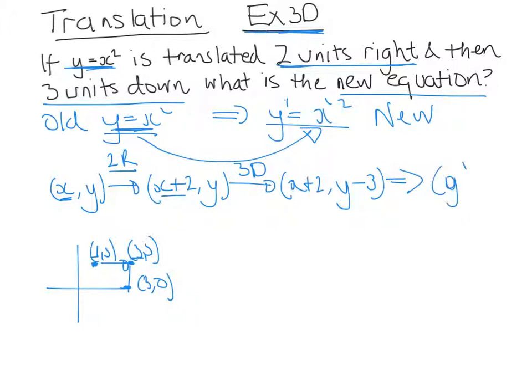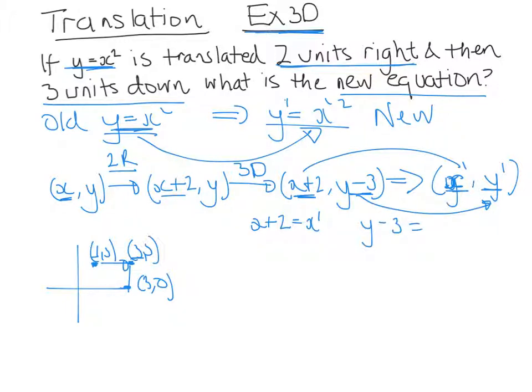So that would mean our new point, a new x value would be equal to that, and our new y value would be equal to that. So we could say x plus 2 is equal to the new x value, and the old y value minus 3 is equal to the new y value. Now if we switch these around, the old x value is equal to the new x value minus 2, and the old y value is equal to the new y value plus 3.